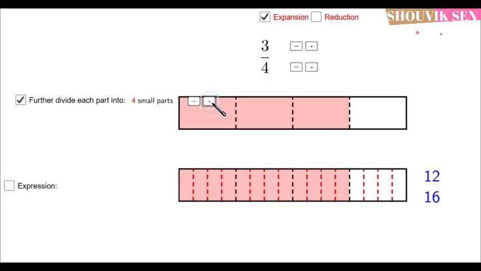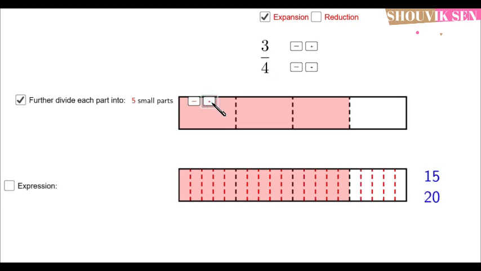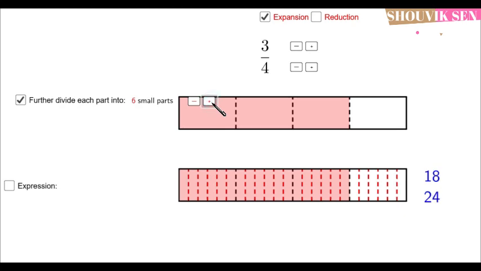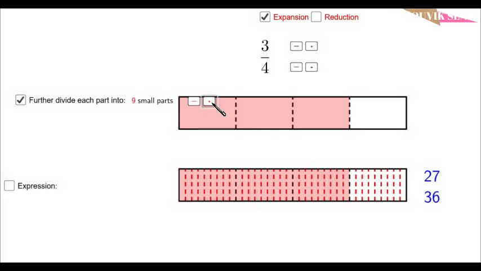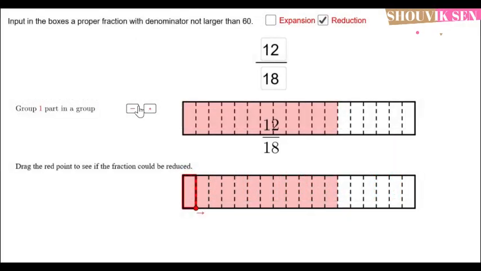Similarly, we can also divide this area into 12 by 16 or 15 by 20, right? That is 15 parts out of 20 parts, or 18 by 24, 18 parts out of 24 parts, 21 parts out of 28 parts, and then we have 27 by 36. All of them are equal. All these fractions are equal. They are different numbers, but yet they are equal because they have the same portions, and these are called equivalent fractions.